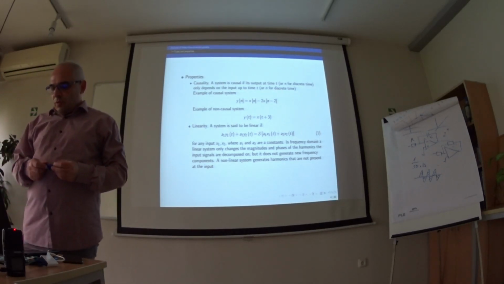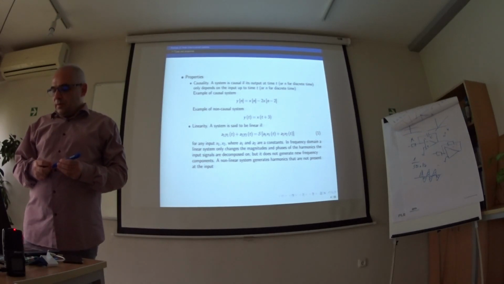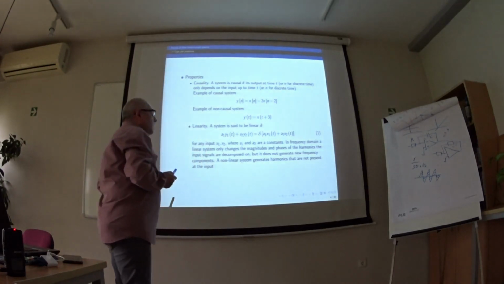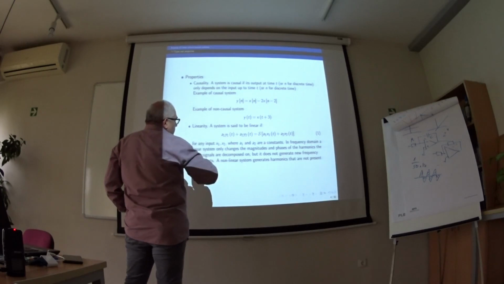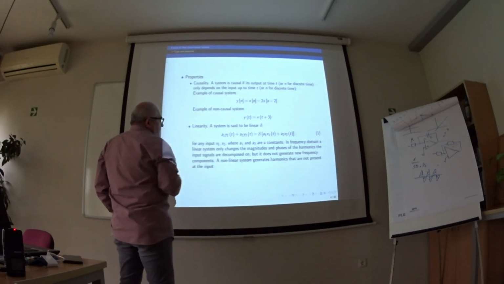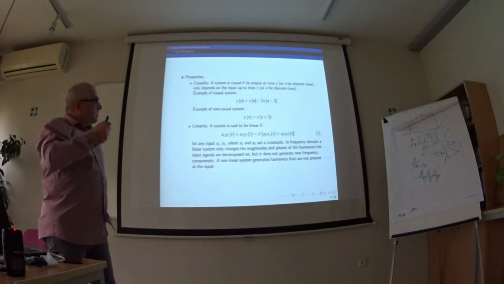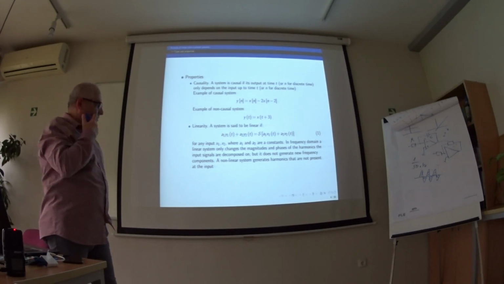The next important property is linearity. If we apply a sum of two signals to the system input and multiply them by some coefficients, at the output we have a sum of output signals times the same coefficients. So we have here the principle of superposition. If this principle is satisfied, we have a linear system.